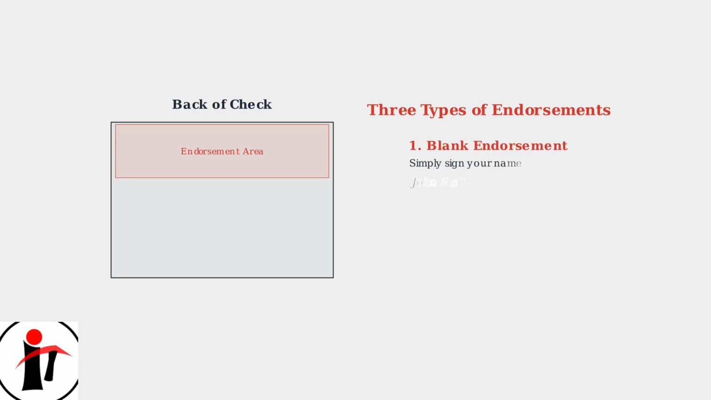Now let's examine check endorsements, which appear on the back of your check. When you receive a check, you must endorse it on the back before depositing or cashing. There are three main types of endorsements. A blank endorsement is the simplest type. You simply sign your name on the back of the check. This makes the check payable to anyone who has it.